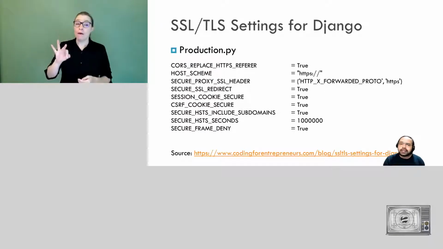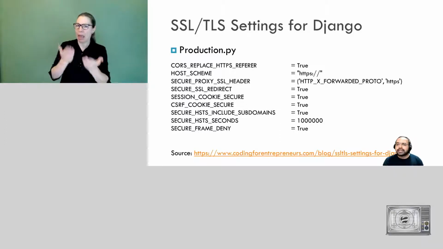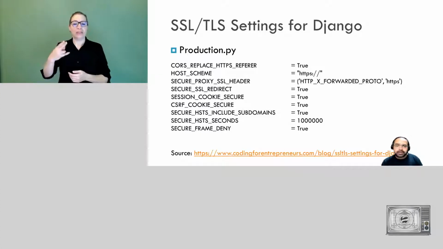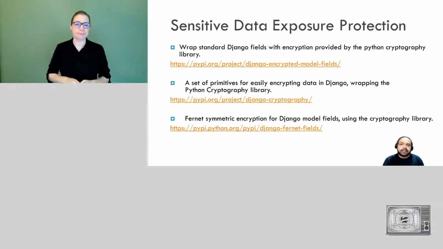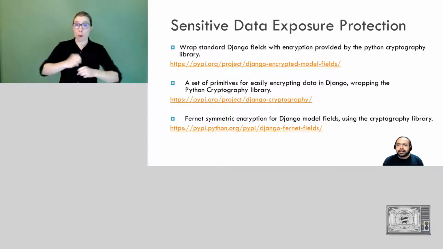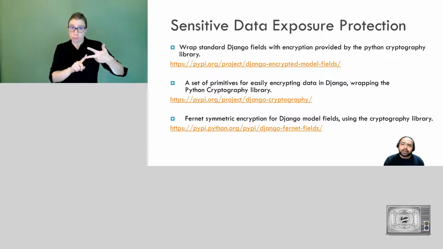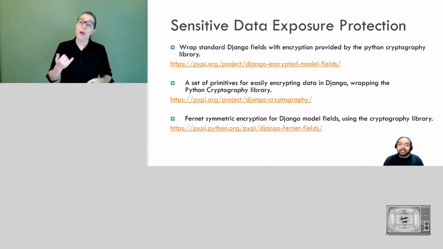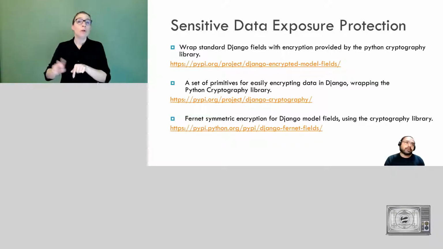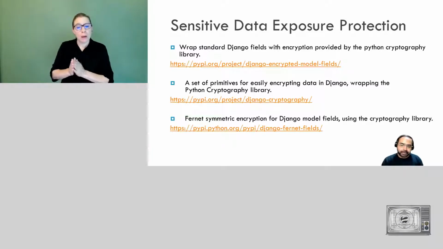Then if you are making some settings in the production.py file, then these are the settings which are recommended. So instead of HTTP, use HTTPS, then set most of the security parameters here to true. Then if you want to protect against sensitive data exposure, then you can use these Django modules, that is Django encrypted model fields and Django cryptography packages, and also Django FernetFields. Now, these can also be used to perform computations on the encrypted data.